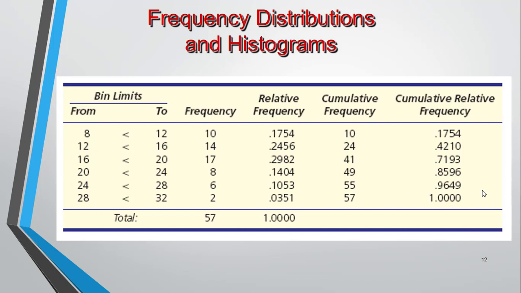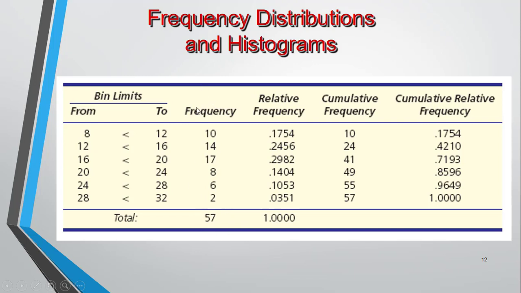This example shows that, for example, between the bin limits of 8 and 12, there are 10 of them. Okay? 12 and 16, 14 of them. And 16 and 20, 17 of them, etc. For a total of 57 observations.